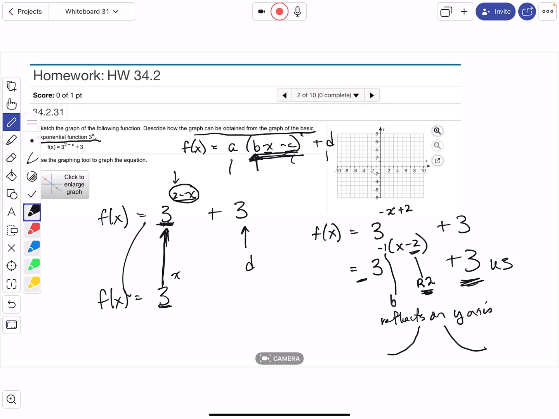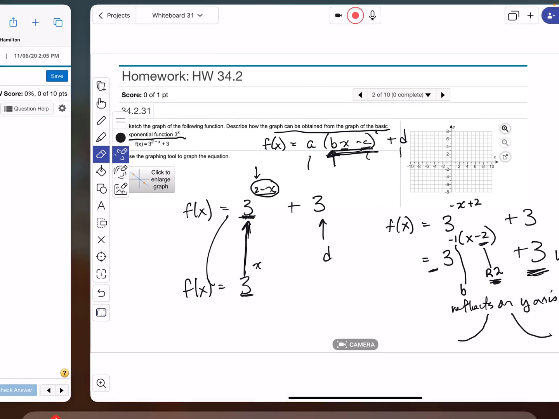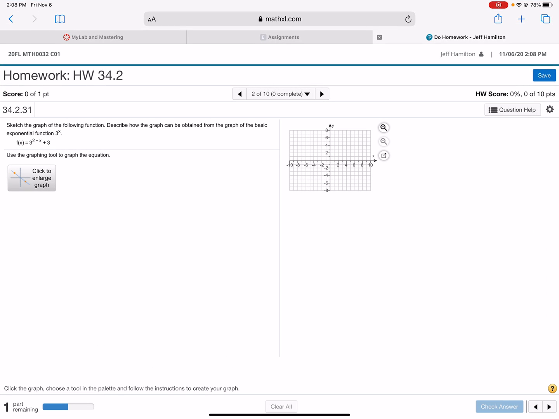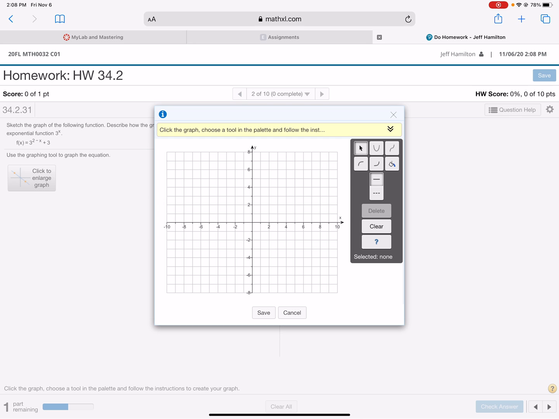Okay, so let's try and graph that in MyLabs. It says click to enlarge the graph. Okay, click. Done. Good. And then they say graph the thing. And it's like, okay, well, what do I do and where do I put it? Turns out that you can sort of put it anywhere and then you adjust it. So I'm going to just click on the exponential function. In that top 3 or top 6 boxes there, the exponential function is that one.